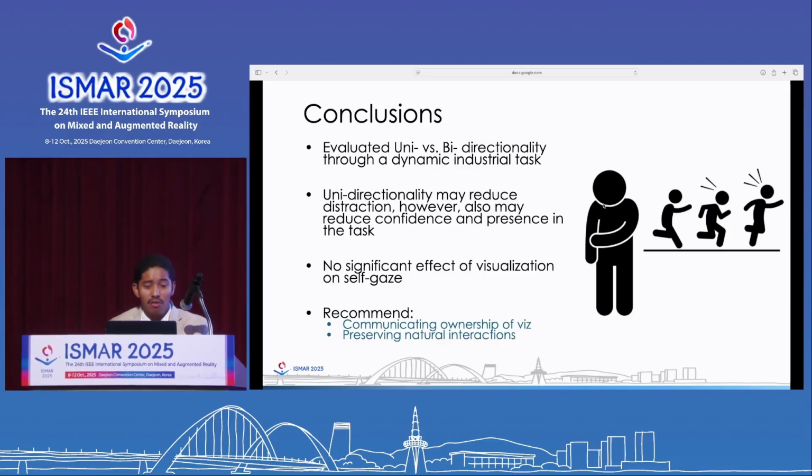Some overall recommendations that we make for the future development of shared gaze visualizations are communicating the ownership of visualization, specifically where the visualization is detached, like for the hover example, in which participants see objects light up and can't directly associate who's looking at what based on that. And finally, preserving natural interactions, as we saw how visualizations can influence the social presence of participants and themselves.